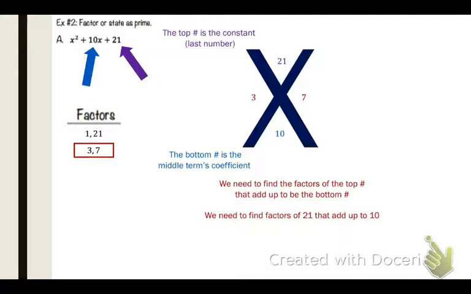And then those factors go on the sides of my x. Okay? Then finally we just write them out. So that becomes x plus 3 and x plus 7. You're done. That's your final answer. Okay? Pretty straightforward, I hope.